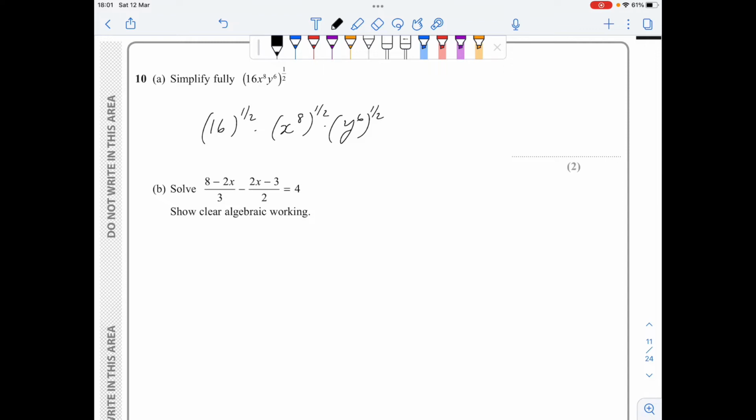Now the first one, 16 to the power of 1 over 2, is just 4. Then for the other two, I'll have to multiply the powers, so I get x to the power of 4, y to the power of 3.